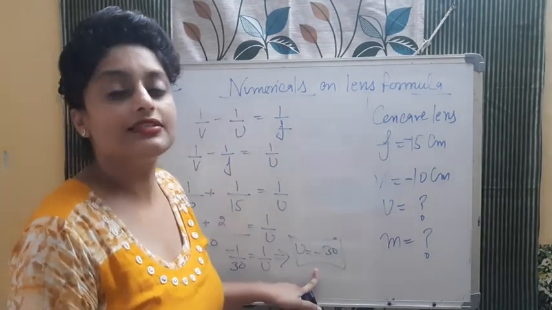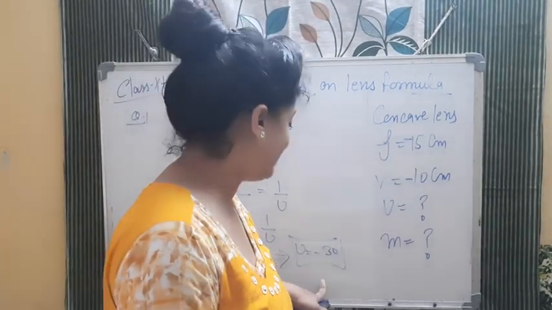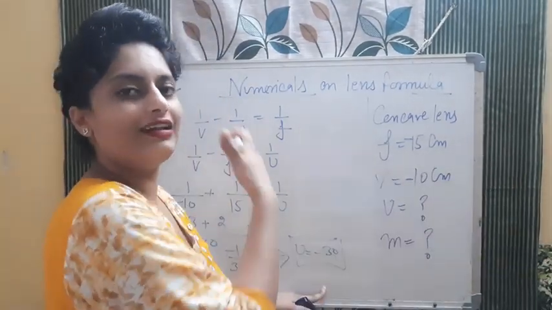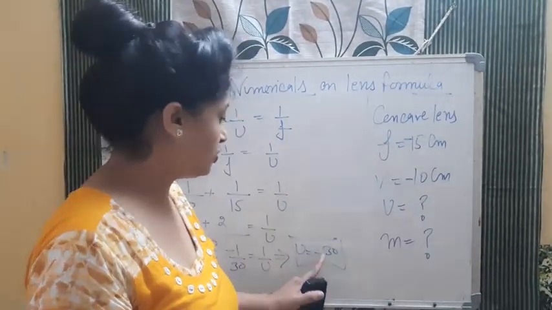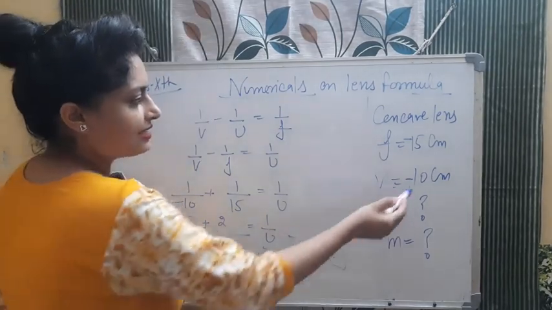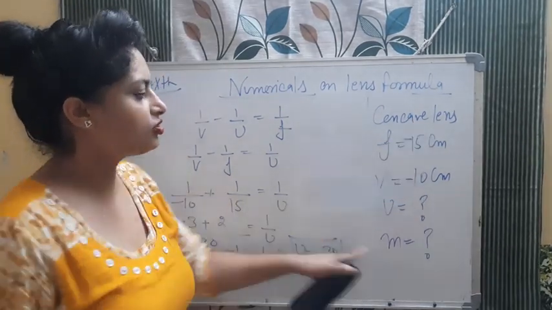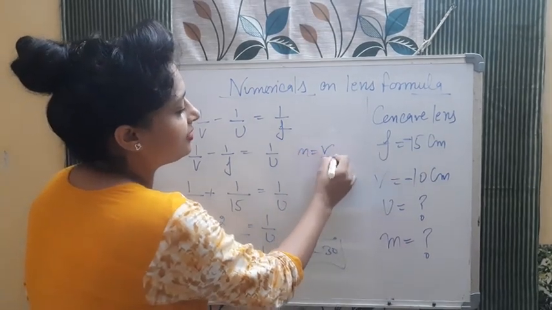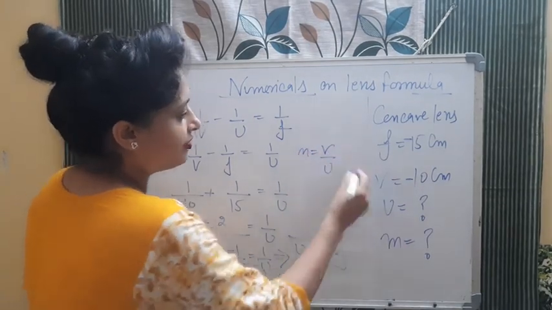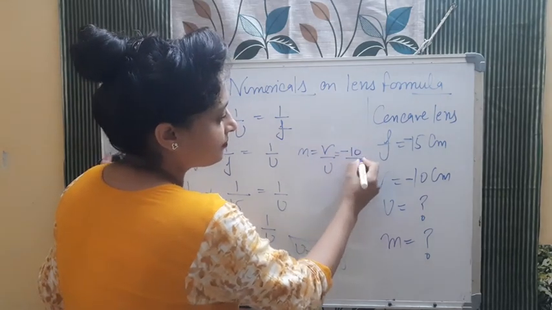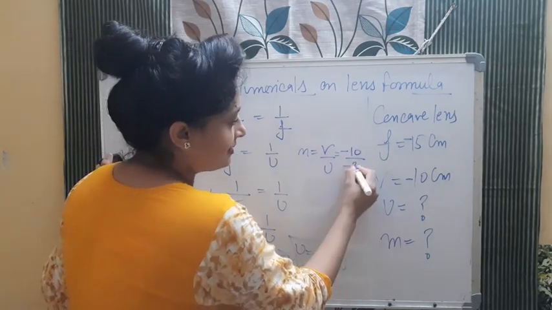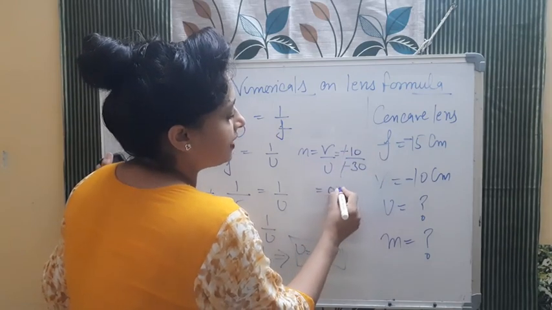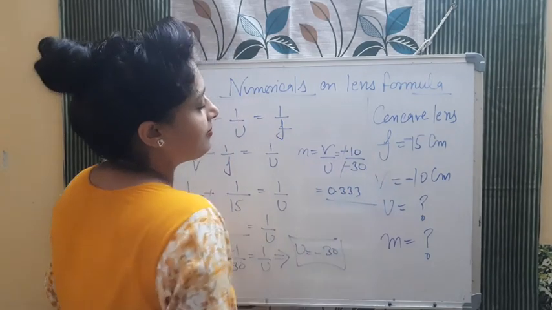This is the distance of the object, and why is it negative? Because the object is always on the left hand side, so it will always be negative. So U is minus 30, V is minus 10, F is minus 15. Now the question is asking about the magnification. Simple formula. M is equal to V by U. V is minus 10, U is minus 30. Minus cancels. It will be 1 by 3, or we can say 0.333. This will be the magnification.